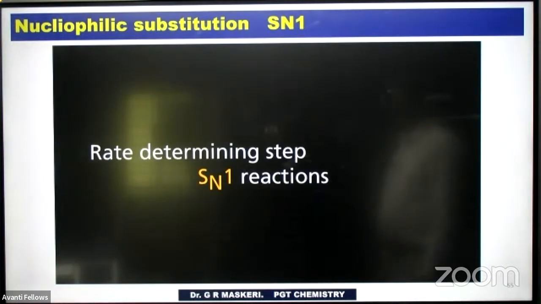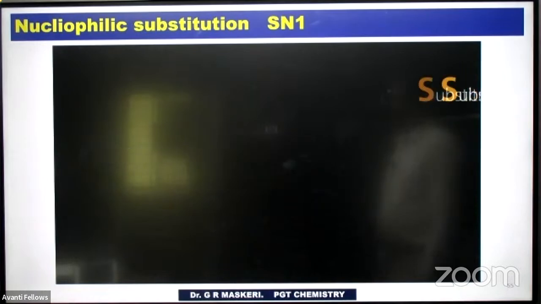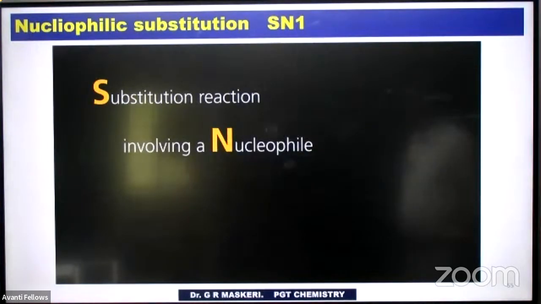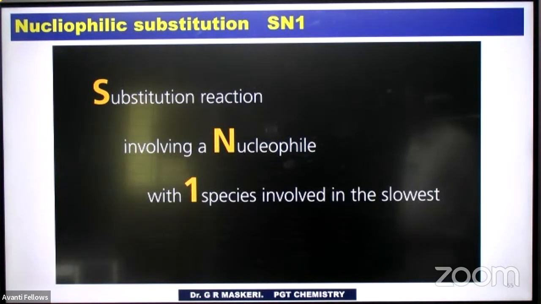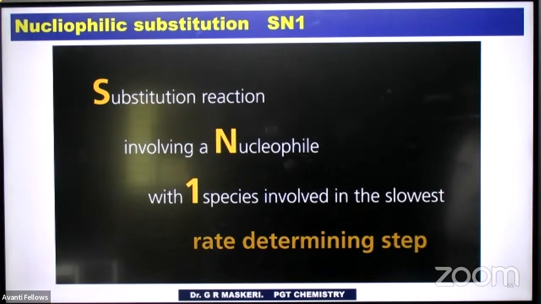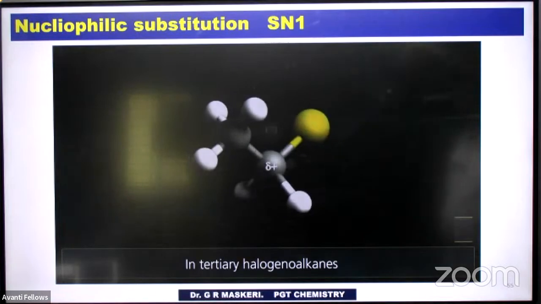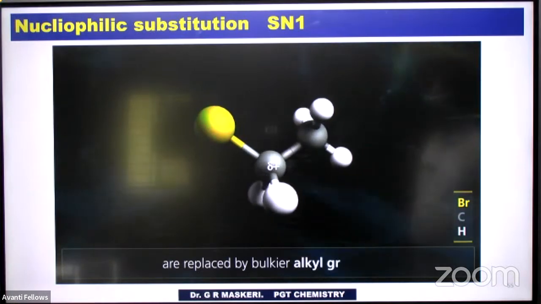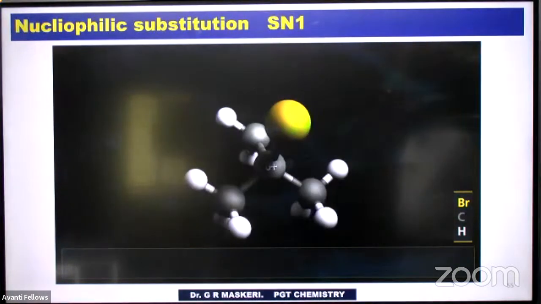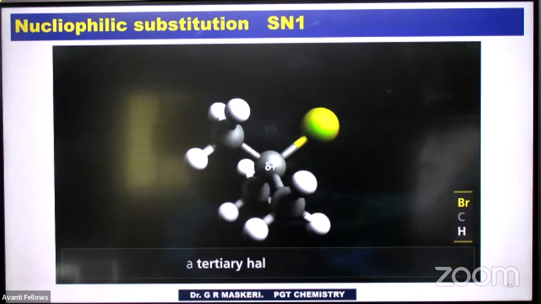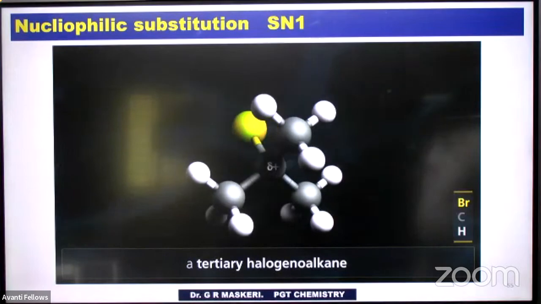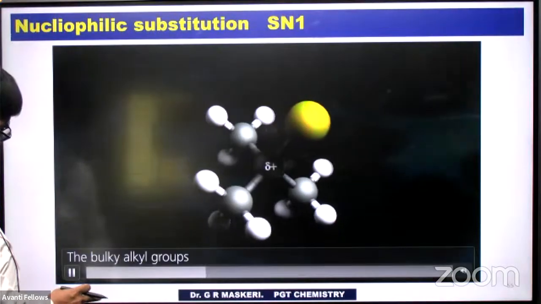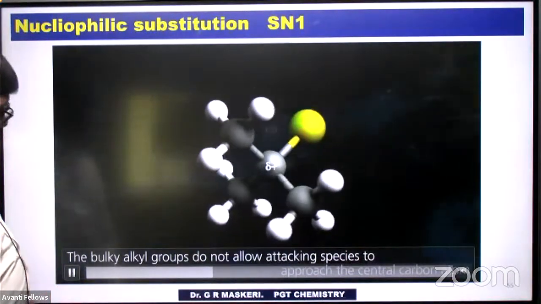Tertiary halogenoalkanes undergo SN1 reactions, where S indicates a substitution reaction is occurring, N indicates that the nucleophile is involved, and 1 indicates that only one species is involved in the slowest rate-determining step. In tertiary halogenoalkanes, the small hydrogen atoms in primary halogenoalkanes are replaced by bulkier alkyl groups. The bulky alkyl groups do not allow the attacking species to approach the central carbon atom.